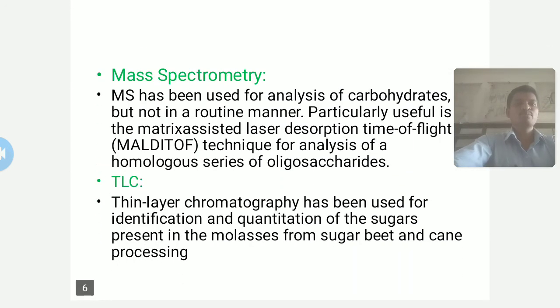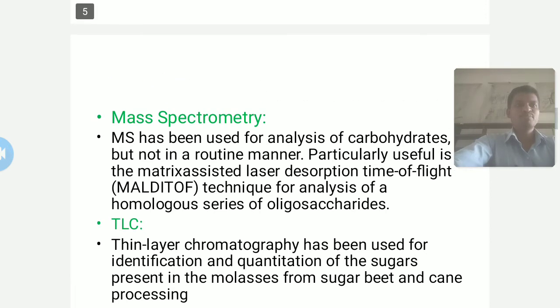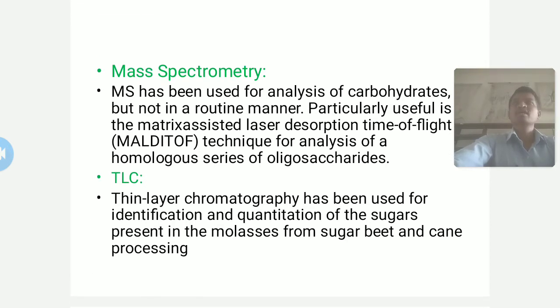Then the next method is mass spectrometry. Mass spectrometry is used for mono and oligosaccharides, but this is not a routine method. Particularly useful is the matrix assisted laser desorption time of flight, that is called MALDI-TOF, technique for analysis of a homologous series of oligosaccharides.